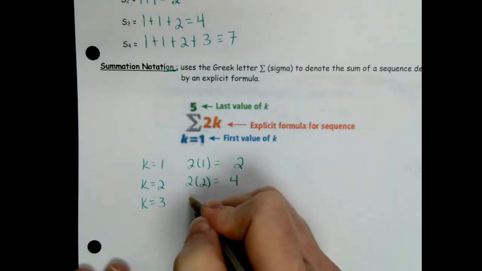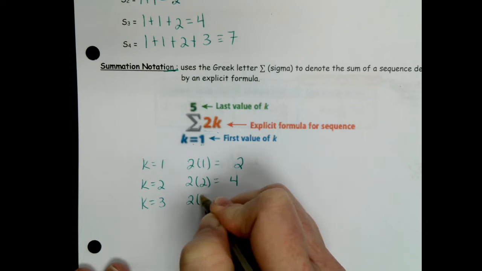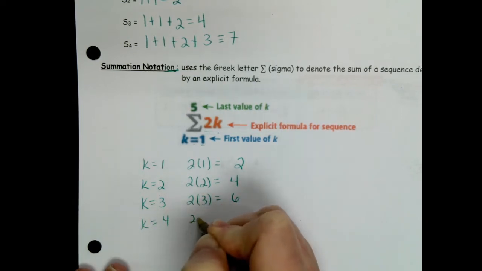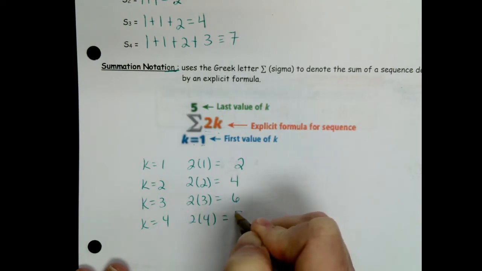So k equals 3, 2 times 3 is 6. And so for k equals 4, 2 times 4 equals 8.